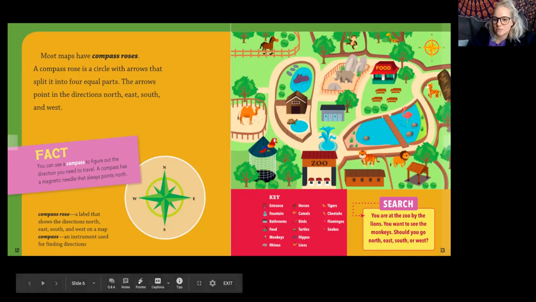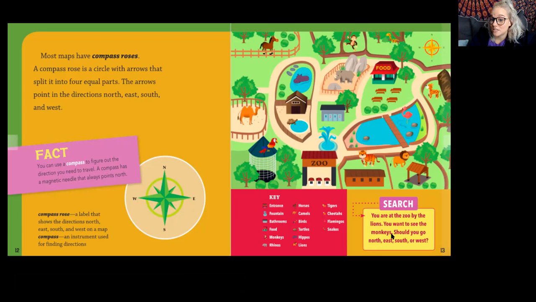And then our question on this page is, you are at the zoo by the lions. You want to see the monkeys. Should you go north, east, south, or west? So I'm going to give you a moment to answer. If you need to pause this, you can. And then I will tell you the answer once you're finished looking. So you're trying to find the monkeys.